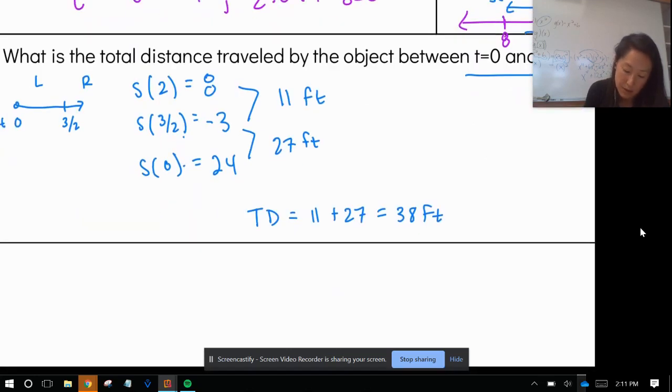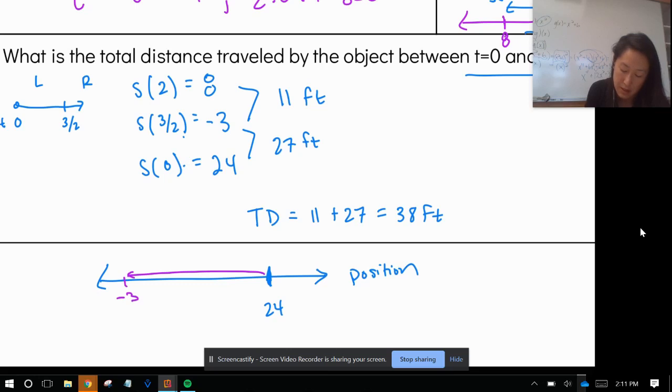So what happened if I modeled this on a number line? Position, okay. I started at 24. And then I moved left to negative 3, which I can see is 27 feet. And then after I was at negative 3, I went to time 2 at 8. And I stopped at 8. So my total distance traveled would be all of the lengths added together, the absolute value of all the lengths added together. Okay. All right.